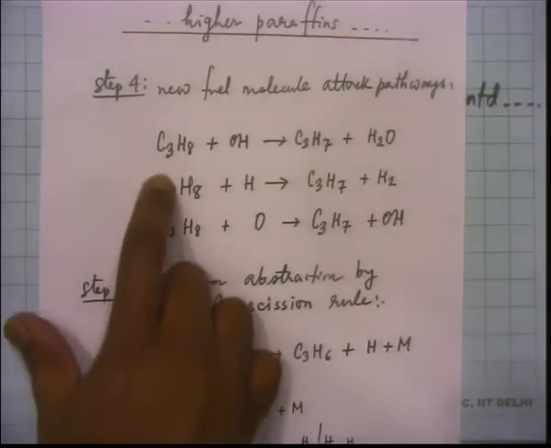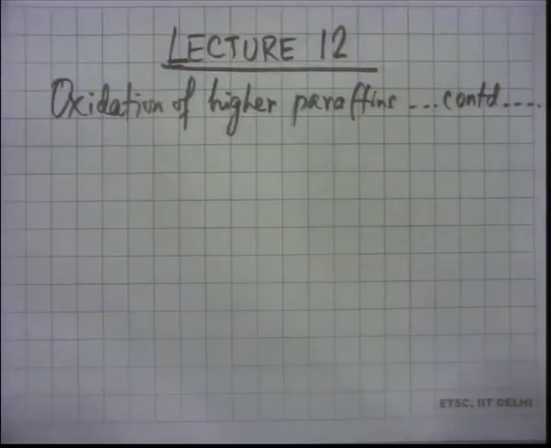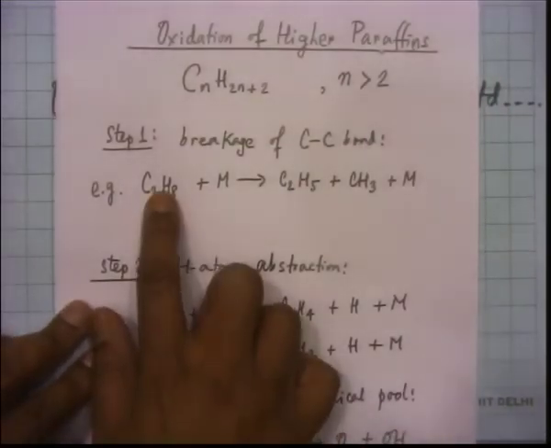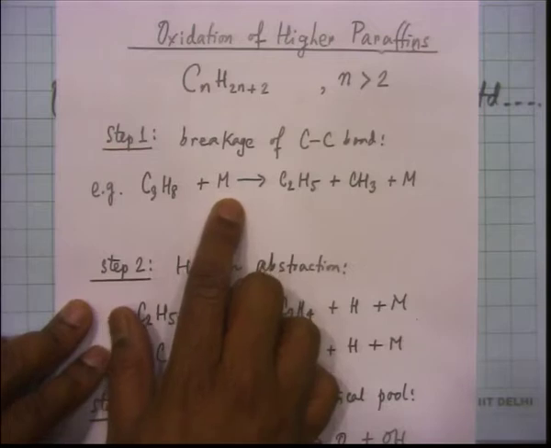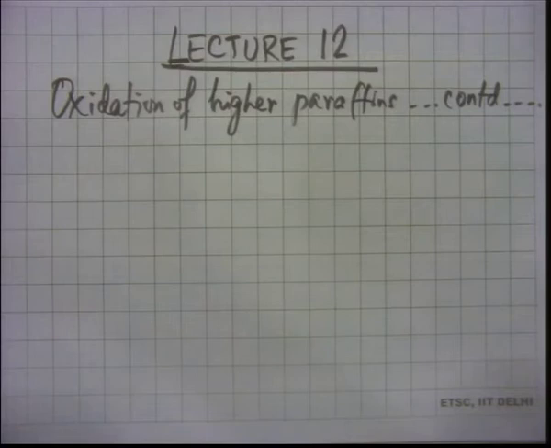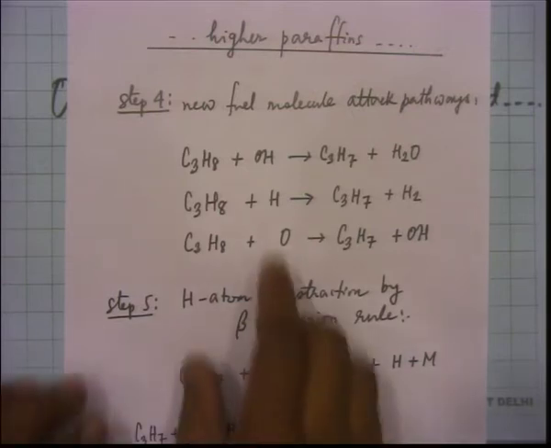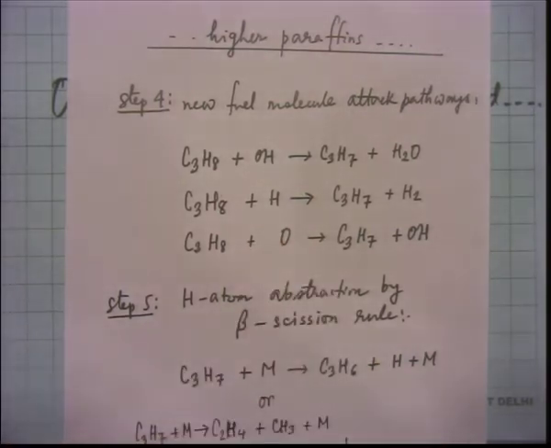So this is the fuel C3H8. Now you might say that C3H8 already broke, isn't it? C3H8 had already broken in the first step to give you C2H5 and CH3. So why am I writing C3H8 again? Is that a valid question? Yes. There are lots of CH3 molecules around, and there are lots of C3H8 molecules still there which have not broken in the first step.